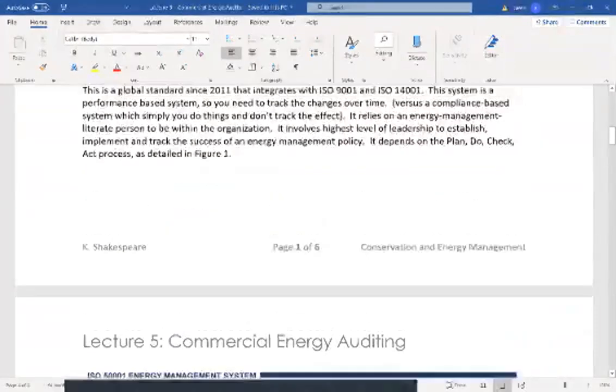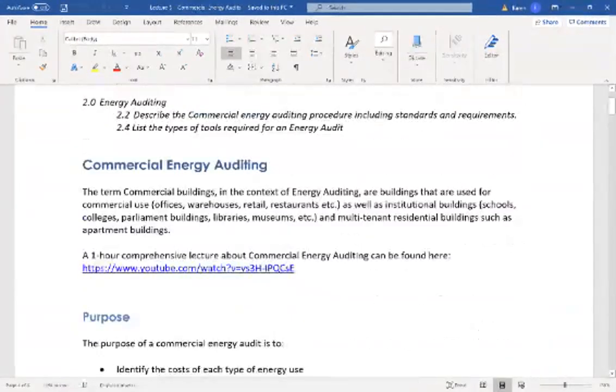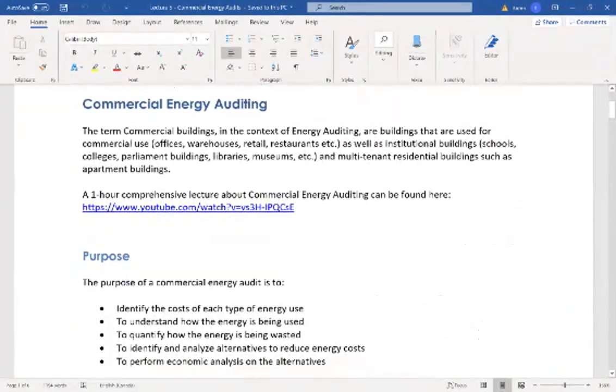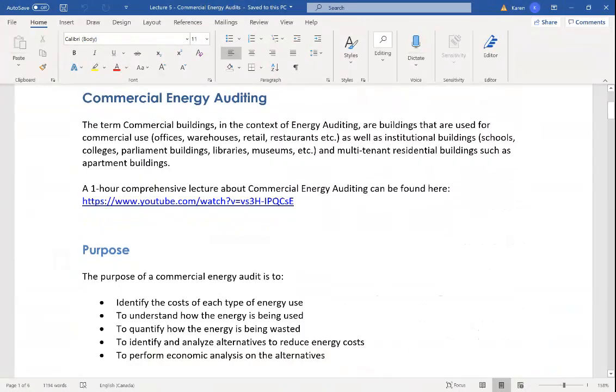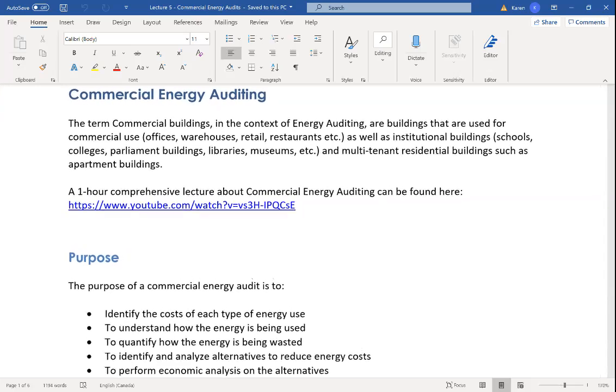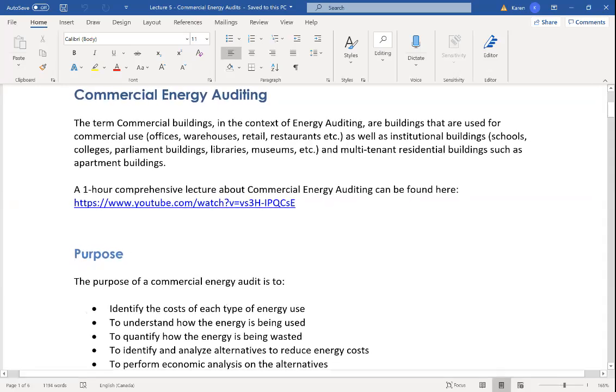Commercial energy auditing has much the same purposes as residential energy auditing. It's just done in a different environment and using different standards. There are strict standards for commercial energy auditing. Being a commercial or industrial energy auditor requires a little bit more experience than a residential energy auditor, but it is something that is definitely within the capabilities of an energy systems graduate.